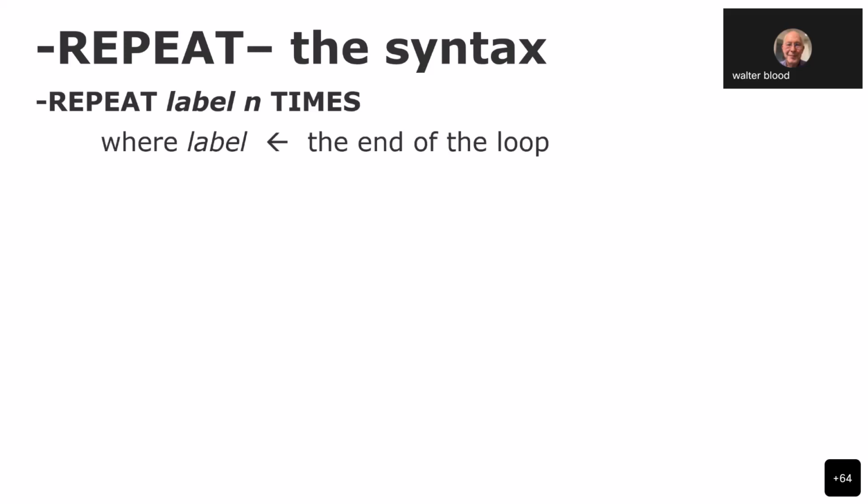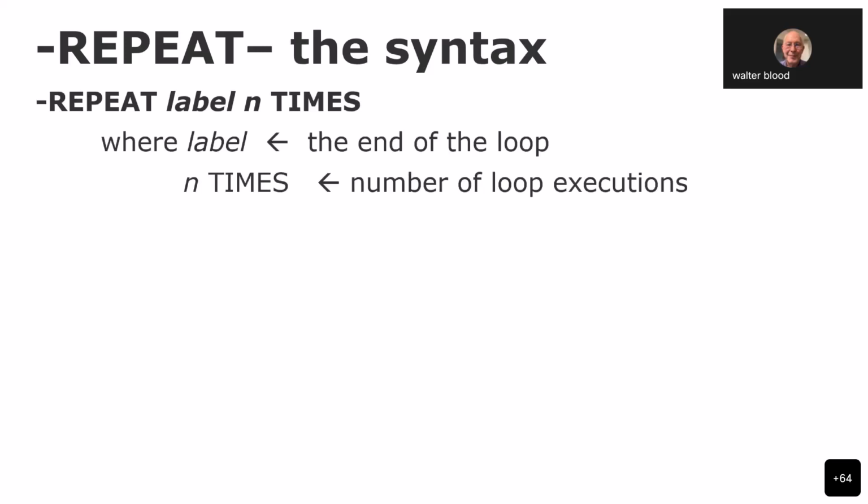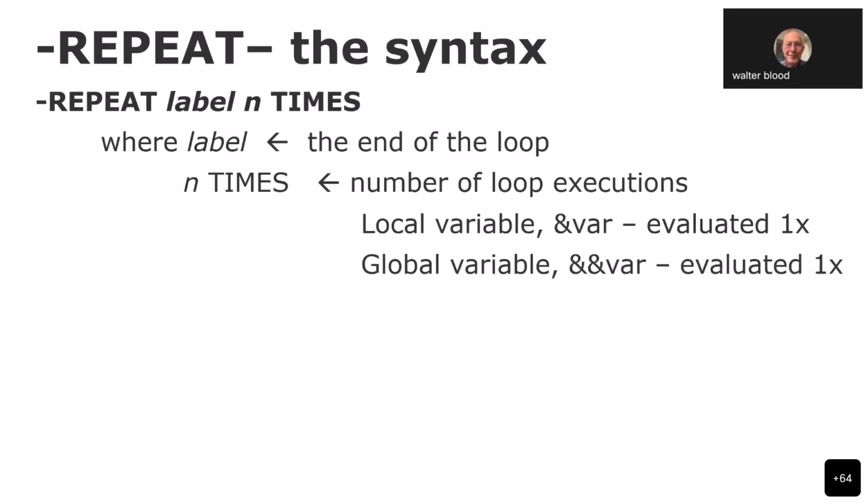So now the syntax: dash repeat, label, n times. All right, very simple. Instead of all of that if logic that we had to do and the sets to set up the loop, now all we have to do is basically say point at the label and the number of times we want to repeat. We point at the label, which is the end of the loop, and we indicate the number of loop executions. And I can use a local variable for that n, or I can use a local or a global variable or a constant, all right?